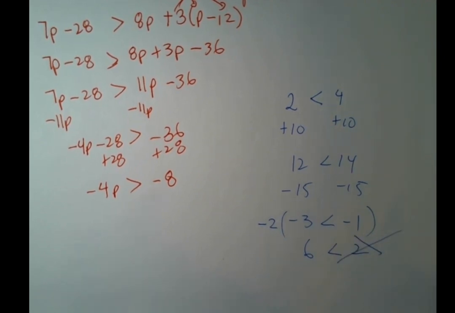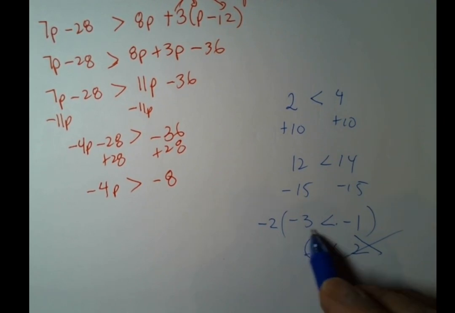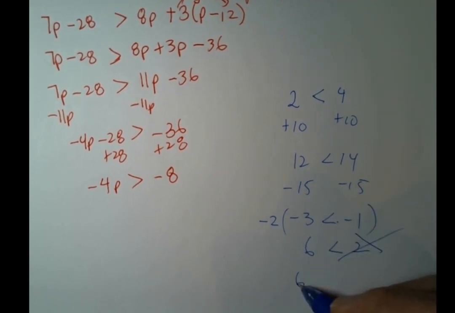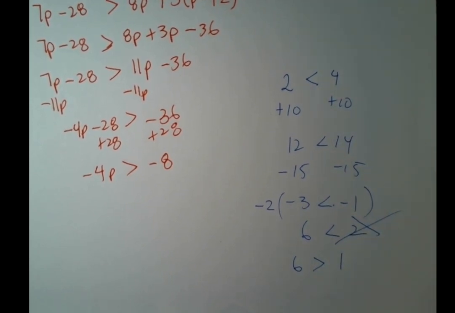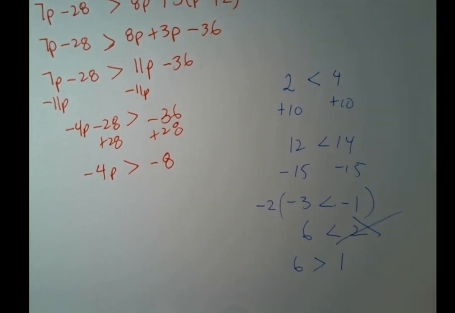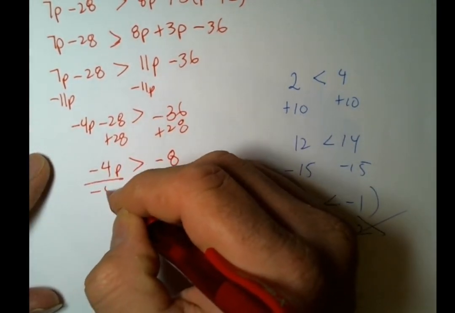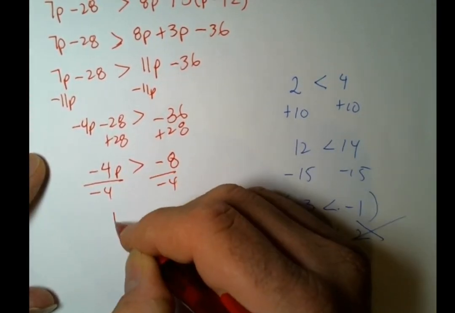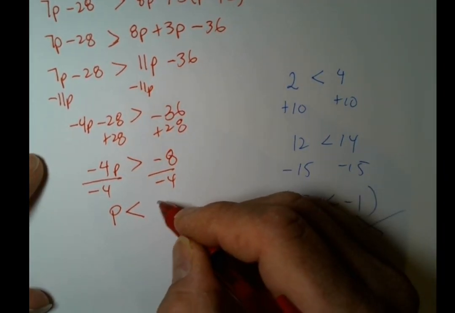And that is not correct. So multiplication by a negative is essentially the opposite, so what needs to happen is that when we multiply by the negative, we also flip the inequality. Now we get a true statement: 6 is in fact greater than 2. Seeing this and going back to our problem, if I divide by negative 4, p is now less than, instead of greater than, 2.